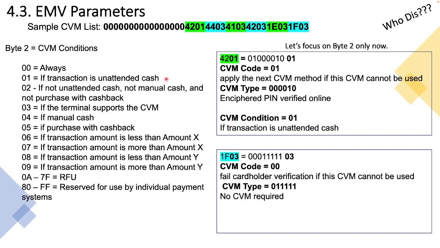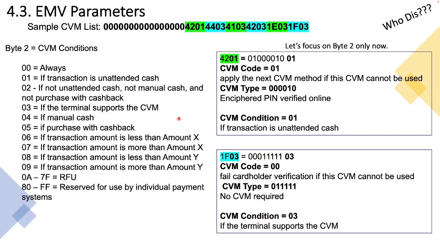Okay. Let's look at the next one, which we had used, which is the last one in the list, 1F03. And we know that if the terminal didn't support this, then it would flag this cardholder verification as unsuccessful, and we know that the type was no CVM required, right? The CVM condition here is 03. Okay, and what is 03? If the terminal supports CVM, right? If the terminal supports CVM.